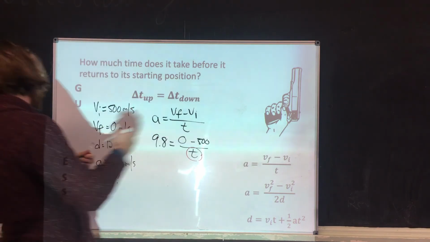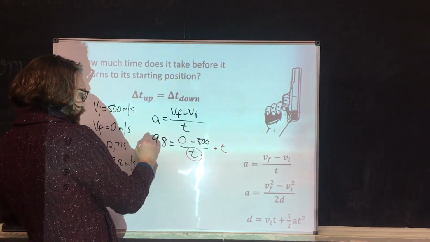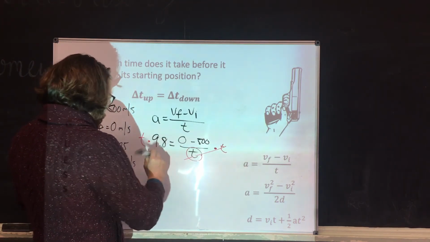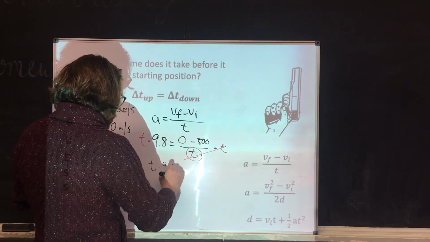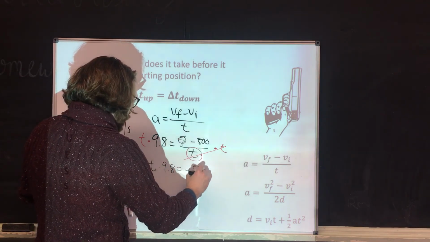I want T by itself, so we got to get T out of the bottom of the fraction. So we do the opposite. This is division. We multiply. Whatever you do to one side, do to the other. T divided by T is 1. This gives me T times 9.8 is equal to, this 0 goes away, negative 500.